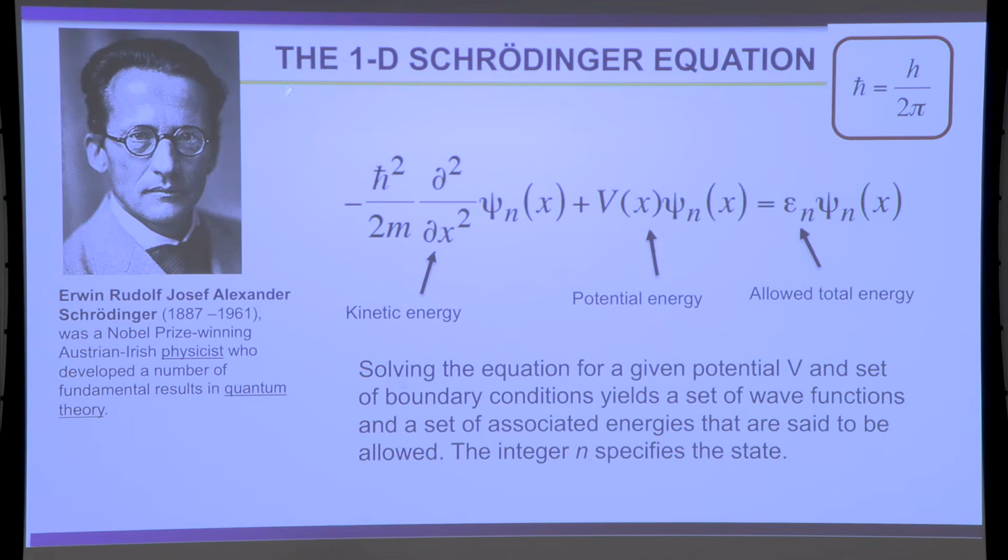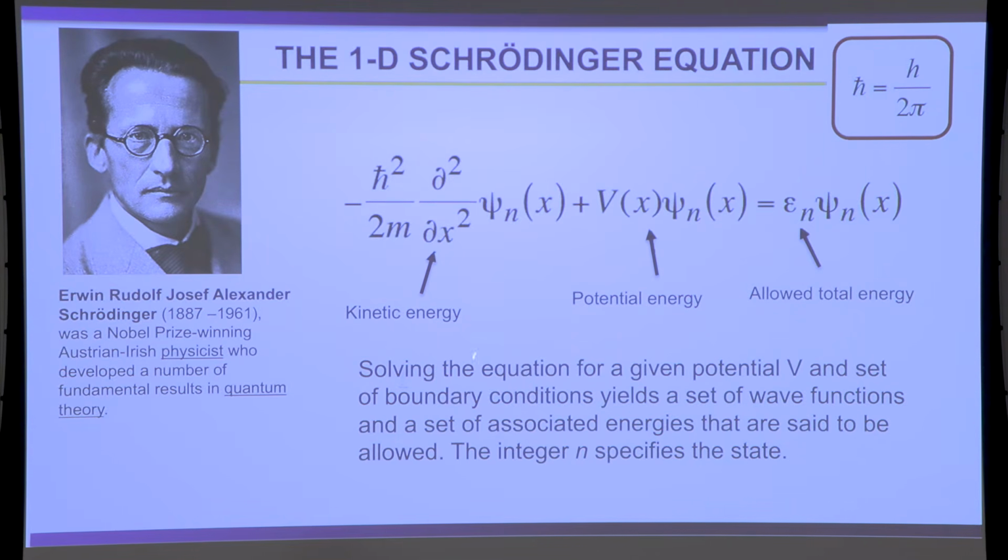And then here is the 1D Schrödinger equation, the simple one. This is Erwin Schrödinger, from a similar period, who also won a Nobel Prize, from Austria. His results are the fundamental result in quantum theory. So what does this tell you? Basically, it's a complicated expression. I don't need you to remember it, of course.